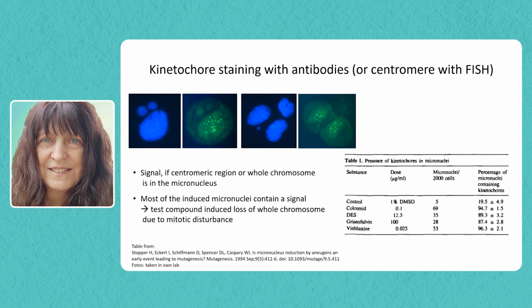And here you see micronuclei, and here, this is the same picture. You see that there's no signal dot in them. Here you have the micronucleus, you have a signal dot in it. And so that means that the centromeric region of a chromosome is in the micronucleus. Now, that could be a sign that you have a whole chromosome there or the centromeric fragment. If you have the signal in a majority of the micronuclei, you tend to think that you have whole chromosomes in your micronuclei. That means that the mechanism of induction of micronuclei by this compound is mitotic disturbance.